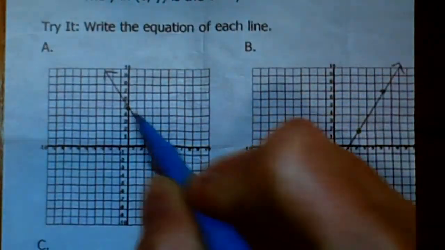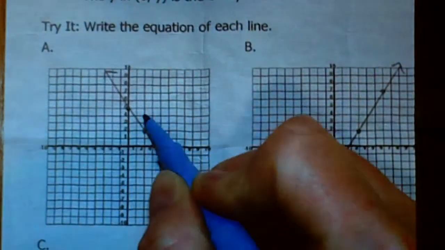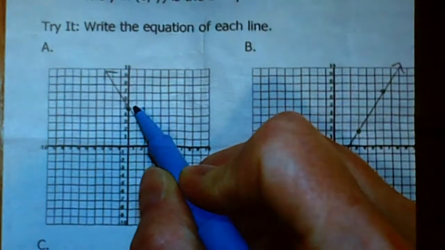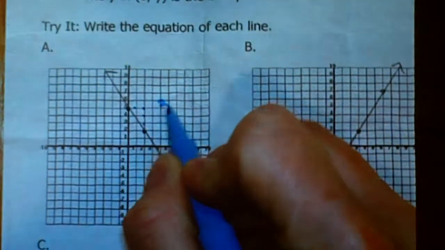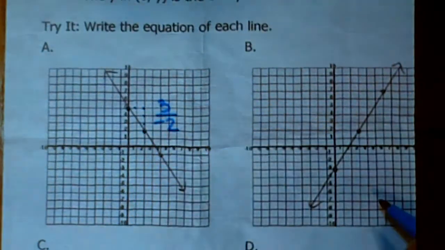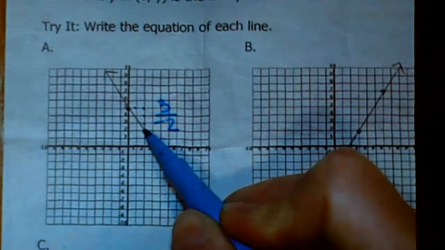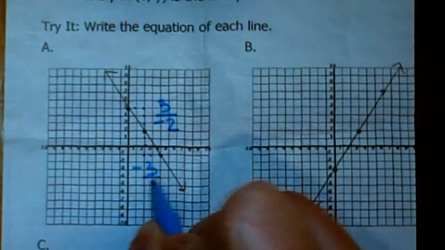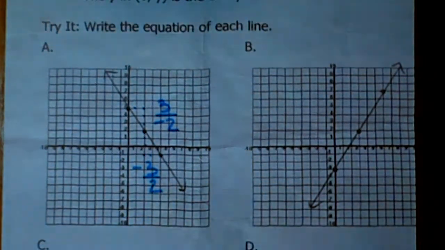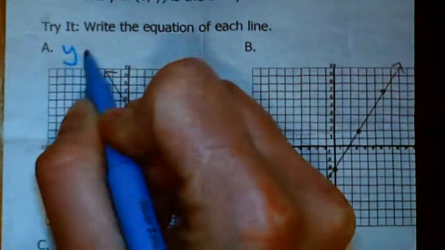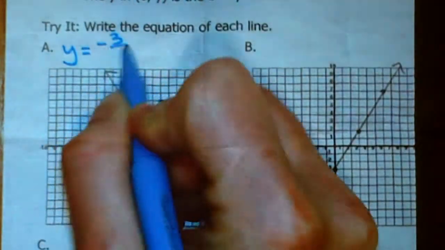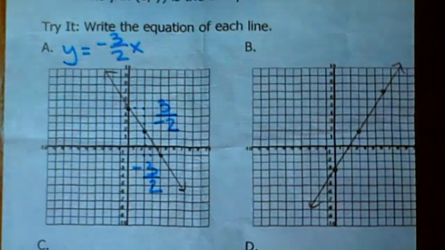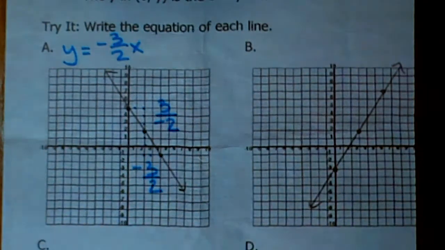So if I go from here to here, I have to go up 1, 2, 3, and left 2. That means 3 over negative 2 if I look at it that way. I could have went from here to here, then I would go down 3 and right 2, which would have meant negative 3 over a positive 2. Either way, my m is negative 3 halves. So I'm going to write y equals negative 3 halves x. I'm writing that next to x because that's where the slope goes.